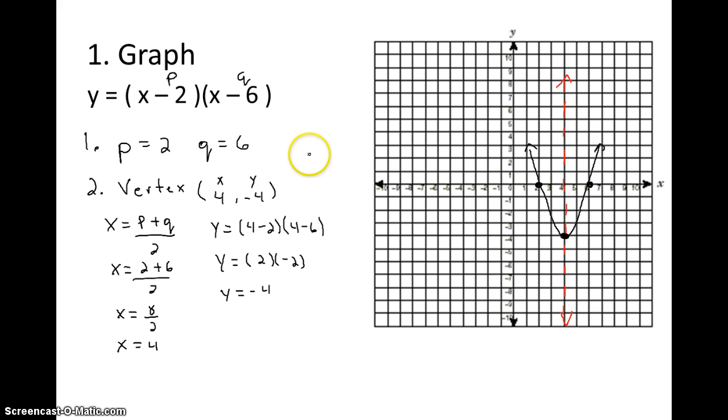Now keep in mind that when you graph in intercept form, all you need is 3 points. You need to find the two x-intercepts. You need to find the vertex. And then step number 3, you connect the points. It's nice to have the axis of symmetry so people can know that it cuts the parabola in half, but basically you just need 3 points to graph. So let's try another example.